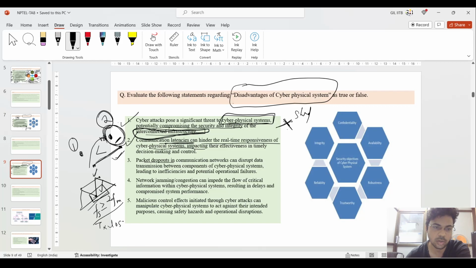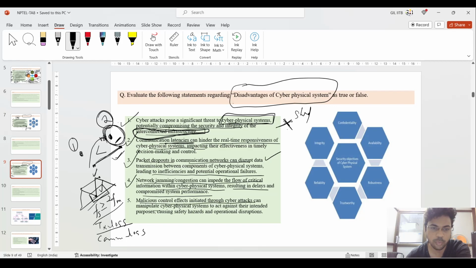That is true. Coming to the third part, packet dropout. This is basically the transmission loss, or communication loss. Packet dropout in the communication network disrupts the data transmission between the components of the cyber physical system, and also leads to inefficiency and potential operation failure. That is true. Coming to the fourth part, network jamming and congestion can impede the flow of critical information in the cyber physical system, resulting in delays and compromised system performance.